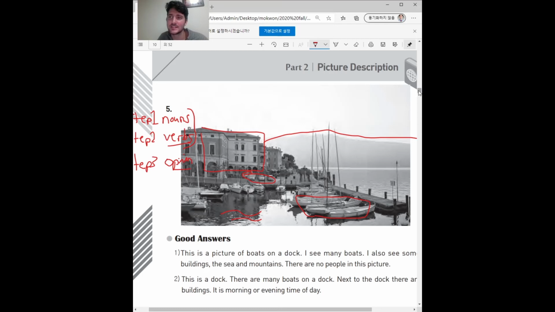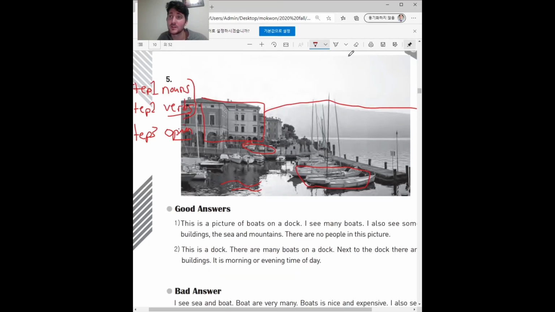Let's read the example. What is the good answer here? Good answer는 "This is a picture of boats on a dock." Okay, that's a good 배우는 말. dock는 뭐예요? A dock is kind of like a 주차장, but instead of cars, 이거는 dock이에요. We put our boats on the dock. So 이거는 dock. Learning some new vocabulary.